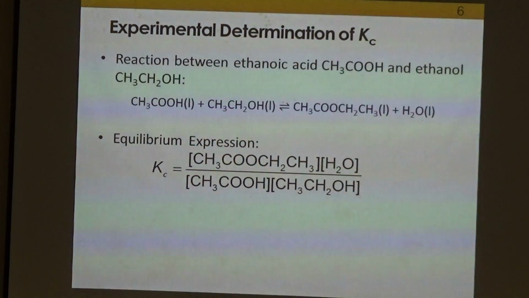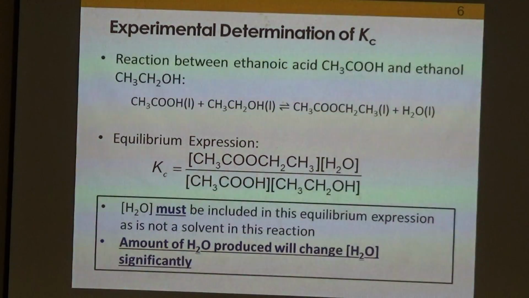So in the Kc expression here, you would include the concentration of water, because if it's an organic reaction, the solvent is not likely to be water, because the other substances may not dissolve well in it. In this case, okay, the ethanoic acid and the ethanol will dissolve in water, but the ester, ethyl ethanoate, will not dissolve well. Okay? So here water must be included in this equilibrium expression because it's not a solvent. The amount of water produced will change the concentration of water significantly.